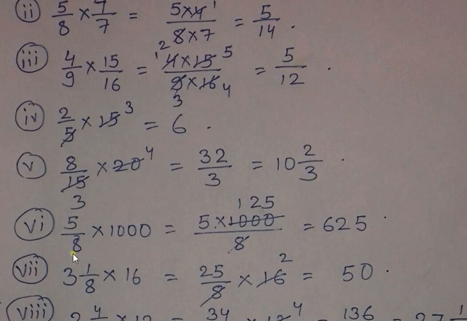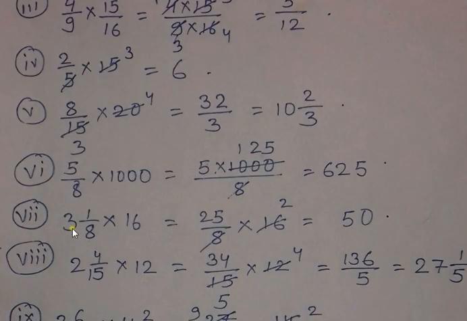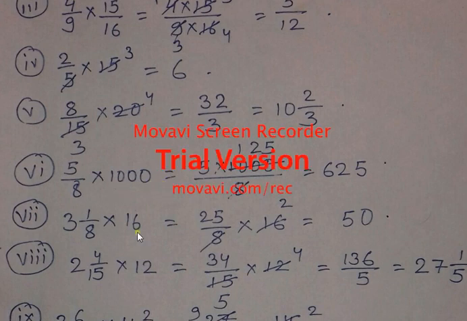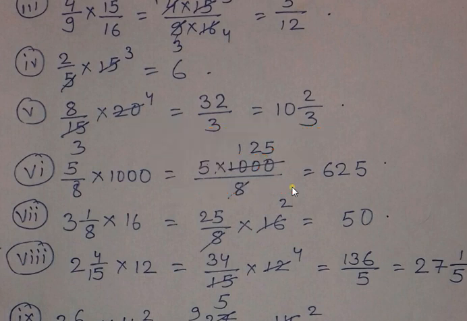Okay. Now if you see question number 6, that is 5 by 8 into 1000. Okay. If nothing below, there is 1. So what will happen? 5 into 1000 by 8 into 1. I have not written 1 because nothing is there. That means multiplication by 1. Of course, any number multiplied by 1 will be the same only.